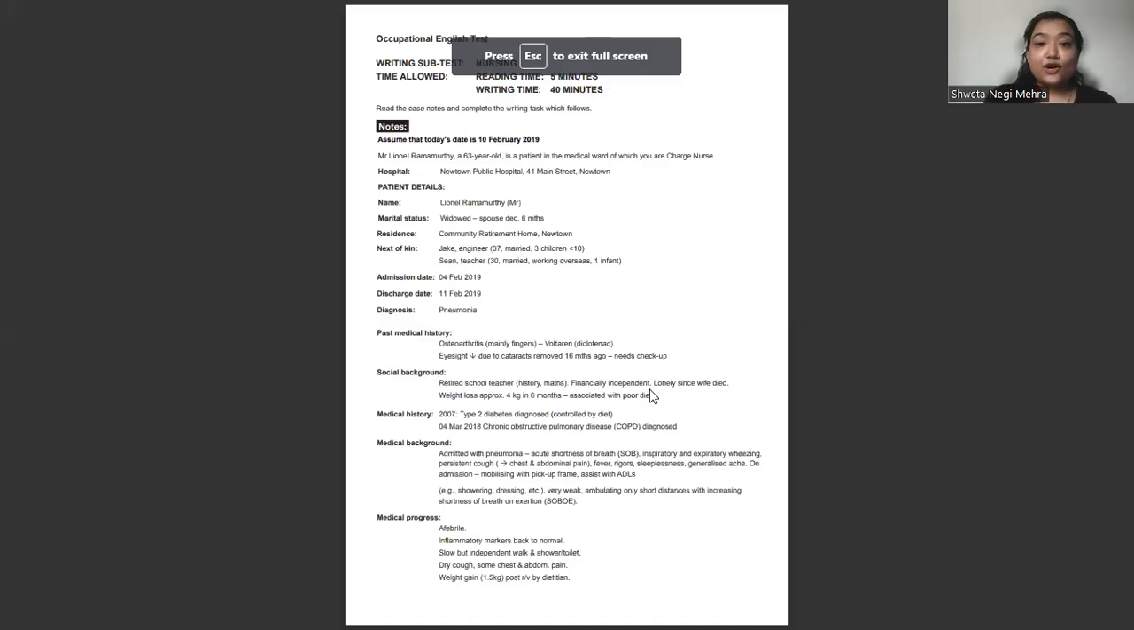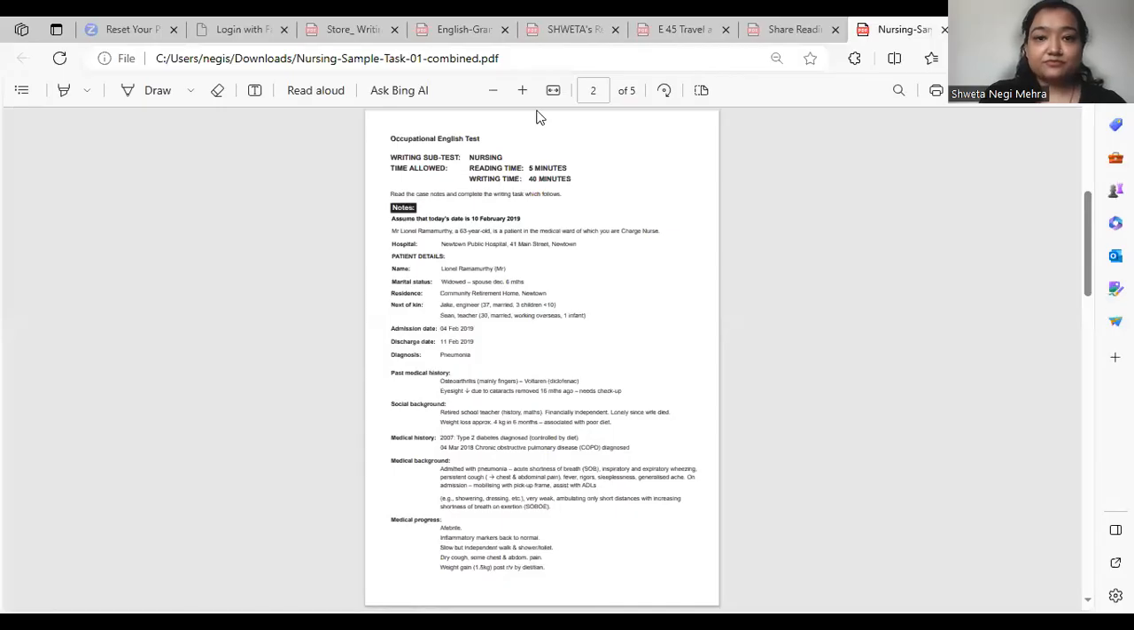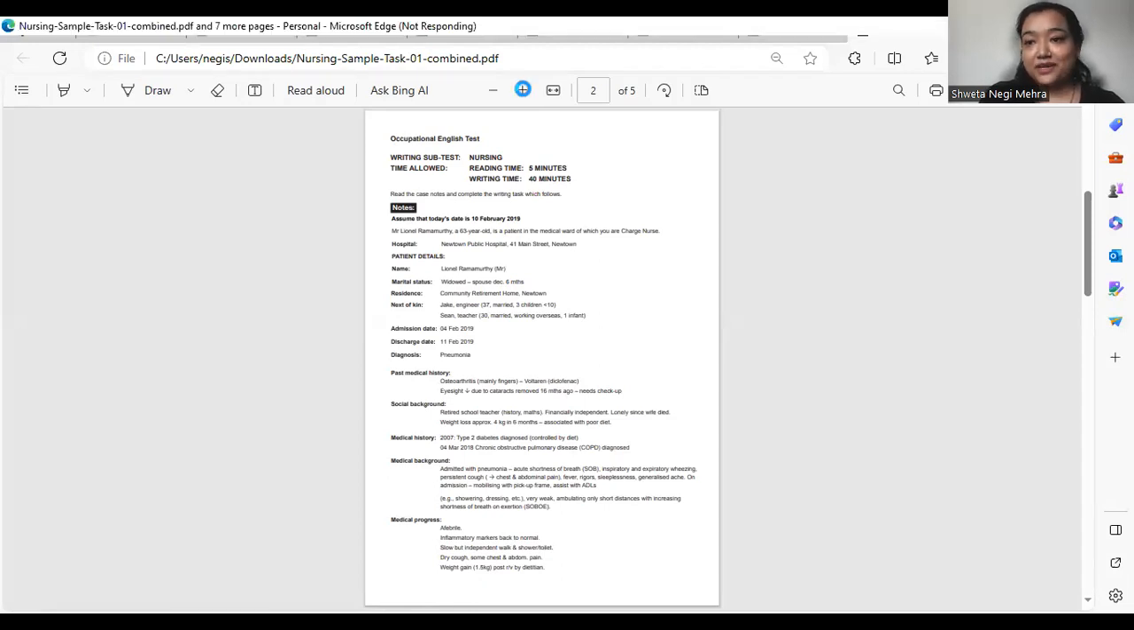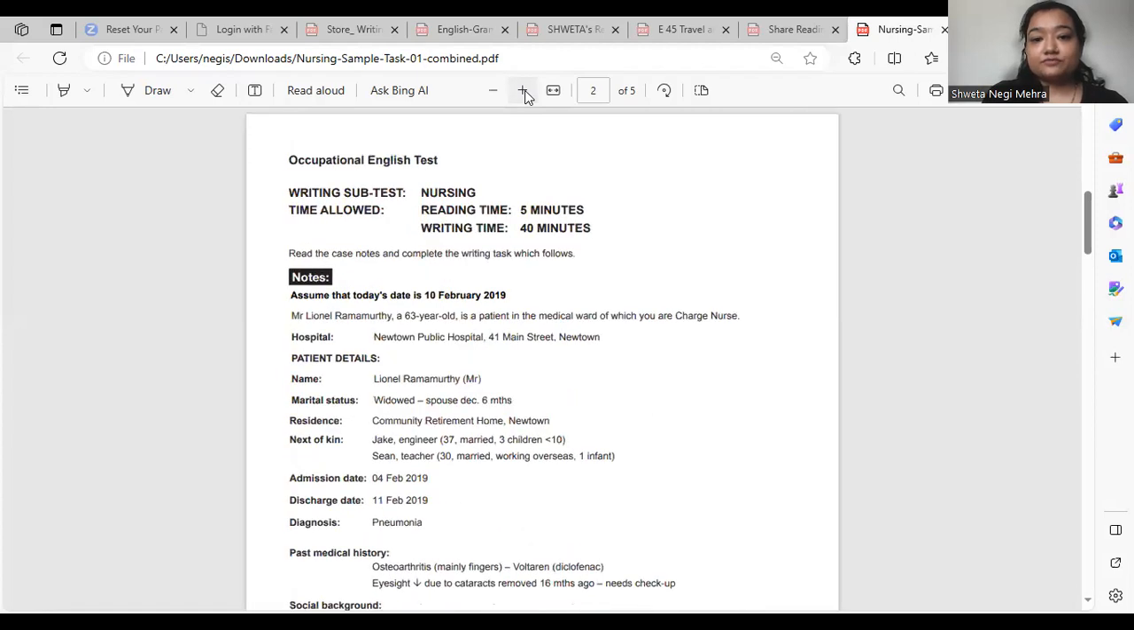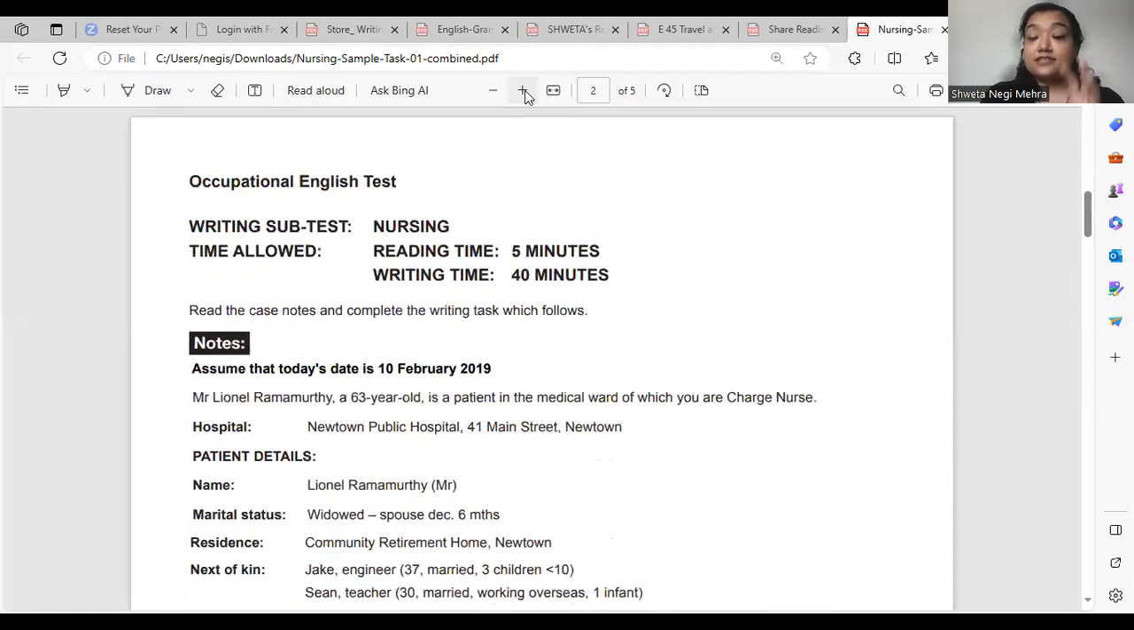Now we are taking the example of a nursing task. I don't know if it is visible to you, so let me zoom it. Sometimes it's not responding. We will also be discussing the instructions, because I've seen many students think that they have read the question and understood it, but you have to understand these instructions as well.